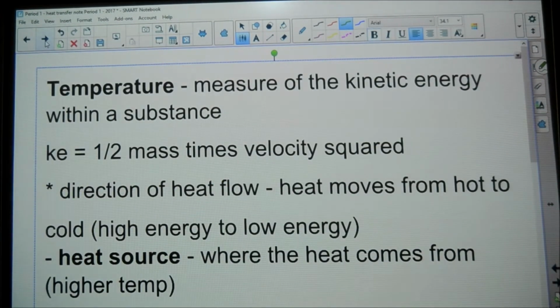All right, looking at temperature. This one you guys will talk about next year in chemistry. Temperature, you're measuring the average amount of kinetic energy. Remember, kinetic energy is half mass times the velocity squared. With temperature, your energy is more when the temperature is higher, more kinetic energy. So your direction of heat flow is always from high energy to low energy, or high temperature to lower temperature.